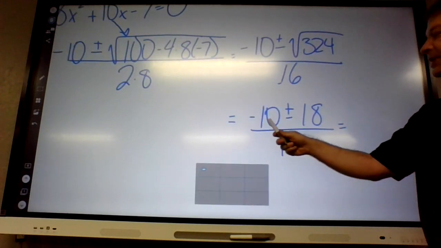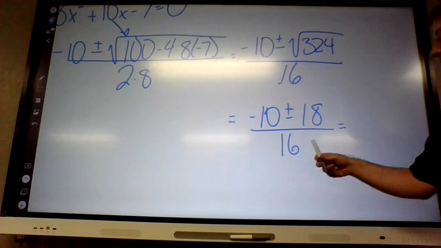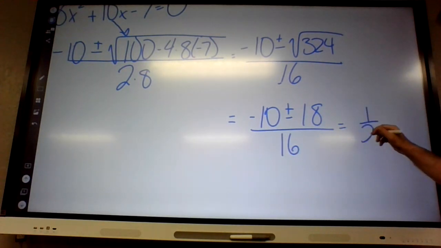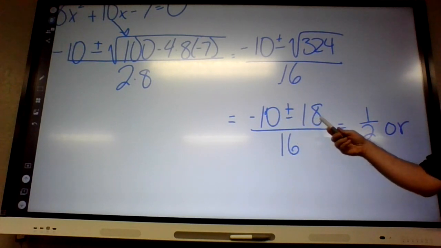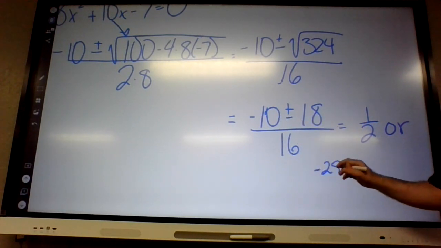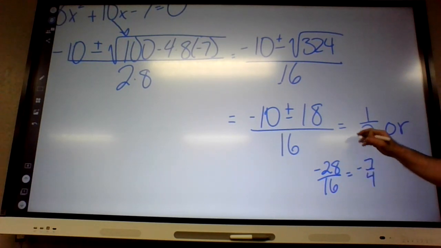Okay, so negative 10 plus 18 is 8. 8 divided by 16 is 1/2. Or negative 10 minus 18 is negative 28 over 16, divided by 4. I'll just do that.